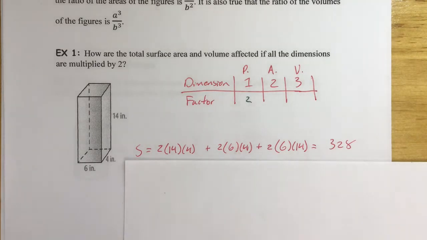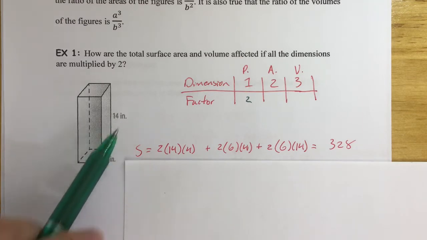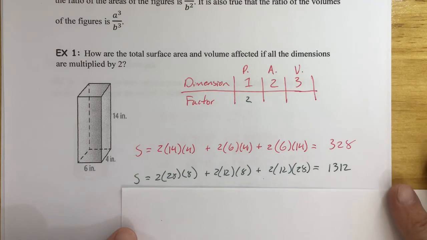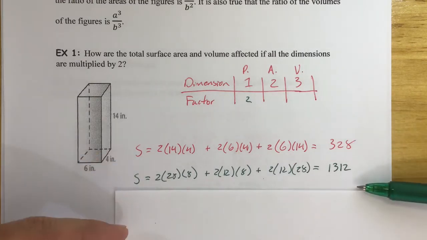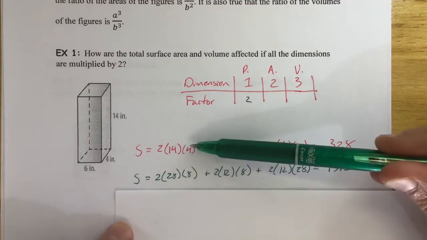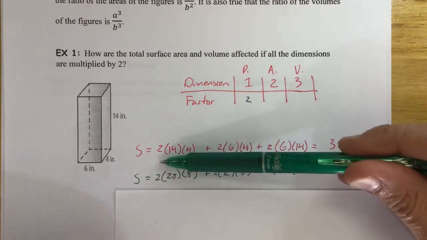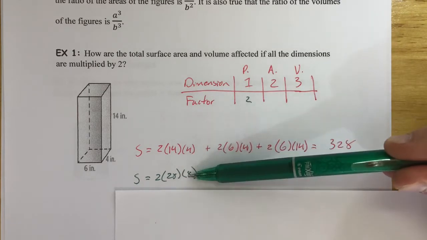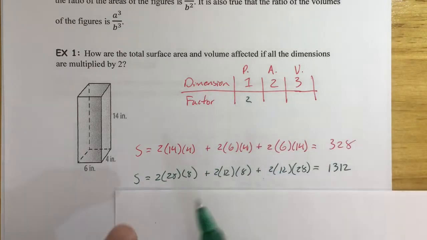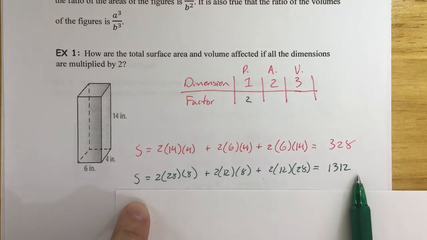Next, I'm going to look at what would be the surface area if we double all the numbers. If we change the 6 to a 12, we change the 4 to an 8, we change the 14 to a 28. Basically I have the same thing copied now, but I've doubled all those numbers. The 2's are still the 2's because that's just like left side, right side stuff. But the 14's became 28s, 4's became 8s, 6's became 12s. I add all that up together and I get 1312.